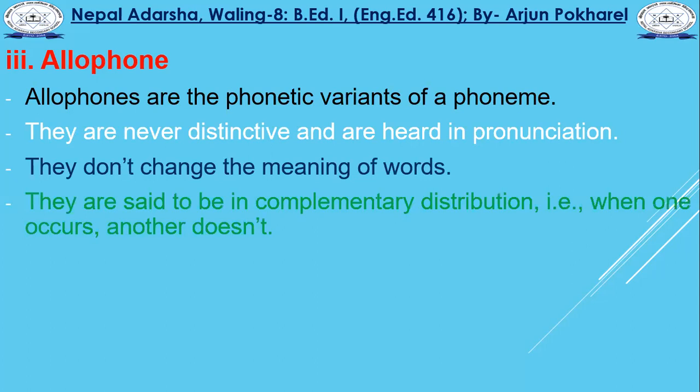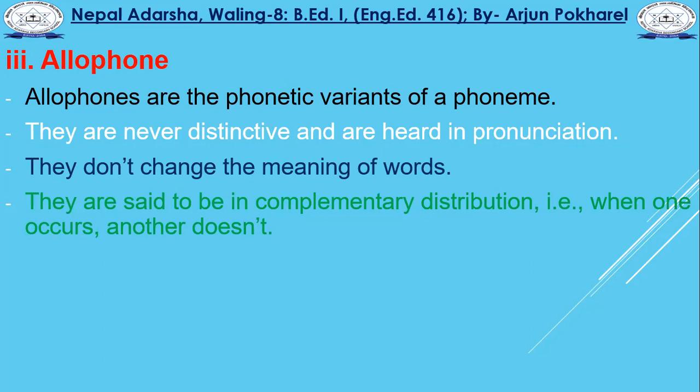We said that phonemes come in contrastive distribution, contrasting with each other. But allophones come in complementary distribution.